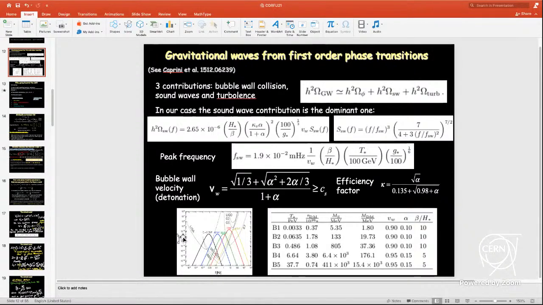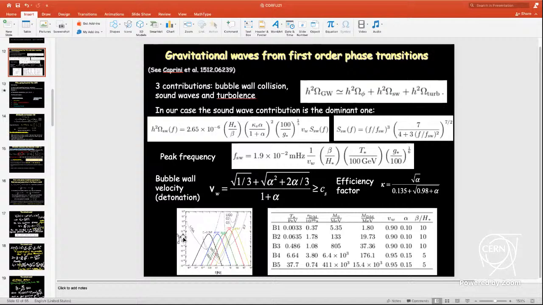it seems that the predictions of these models, it won't be easy to make discern between different models, assuming that these experiments like LISA or ELISA will be able to detect these phase transitions. So would it be, in some sense, possible to really make a distinction between these possibilities?